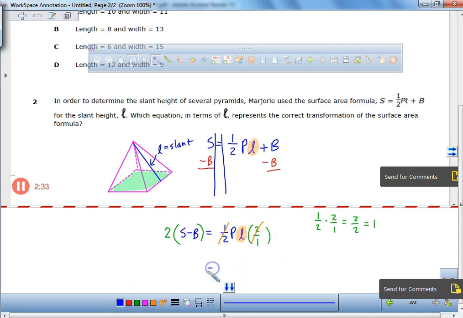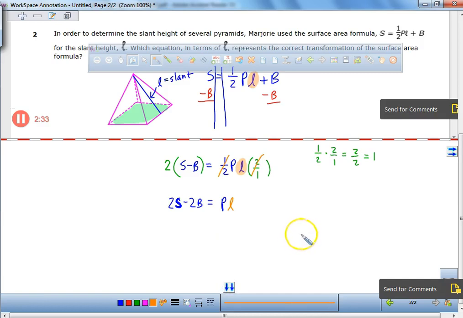Awesome. So what do I have left? I have 2 times s, 2 times negative b. That's supposed to be an s, just so you guys know it's an s, not a 5. That's 2s minus 2b, because I distributed. 2 times s is 2s, 2 times negative b is negative 2b. And that leaves me with p times this funny looking L, which is the slant height. Now the last thing, all you got to do is divide both sides by p. And you're done.